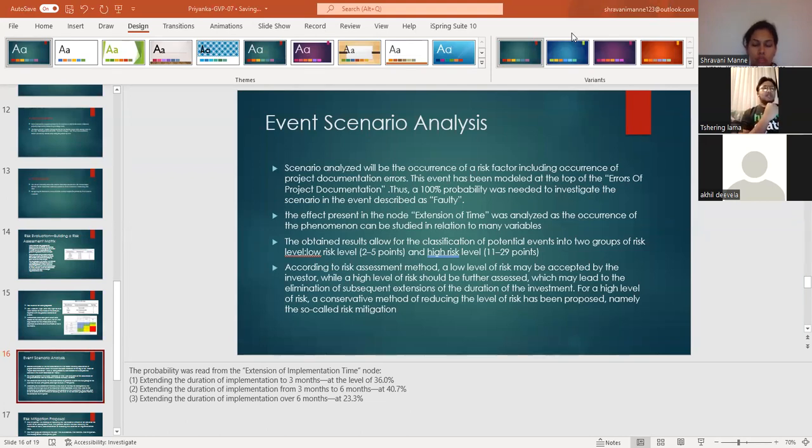The obtained results allow for the classification of potential events in two groups of risk level: low risk level, 2 to 5 points, and high risk level, around 11 to 29 points. According to the risk assessment method, a low level of risk may be accepted by the investor, while a high level of risk should be further assessed, which may lead to the elimination of subsequent extension of the duration of the investment. For a high level of risk, a conservative method of reducing the level of risk has been proposed, namely the so-called risk mitigation.